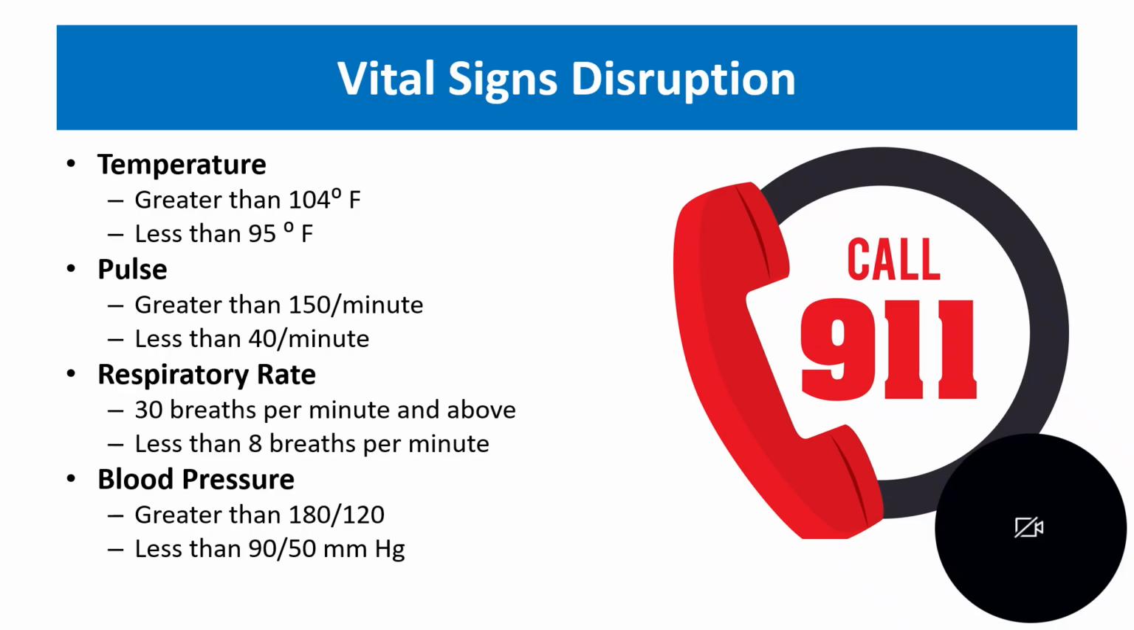Respiratory rate disruption in an adult, 30 breaths per minute or above, or less than 8 breaths per minute, 911 call. And if you have a blood pressure greater than 180 over 120, this is malignant hypertension or a hypertensive crisis. You can have a stroke on your way to the hospital. Or if your blood pressure is less than 90 over 50, you are likely to be going into shock, and we need to do something before you get to the hospital.